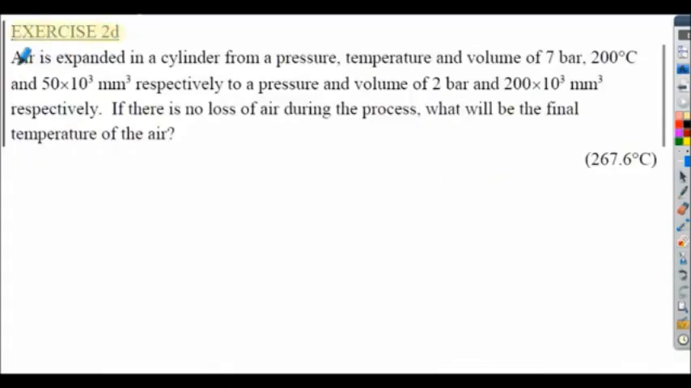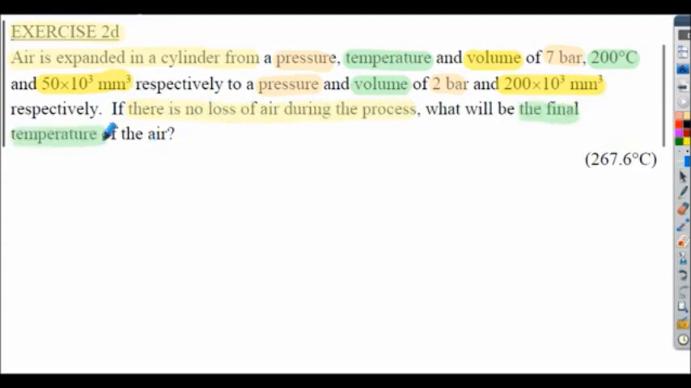Exercise 2D, air is expanded in a cylinder from pressure, temperature and volume of 7 bar, 200 degrees C, and 50 times 10 to the 3 millimeters cubed to a pressure and volume of 2 bar and 200 times 10 to the 3 millimeters cubed respectively. If there is no loss of air during the process, we've got to determine the final temperature of the air. Answer shown in the bracket here.